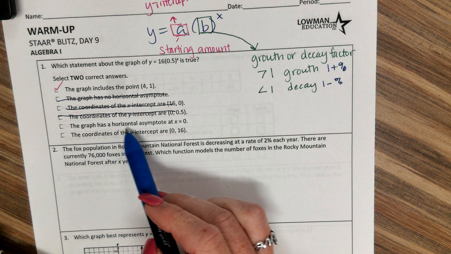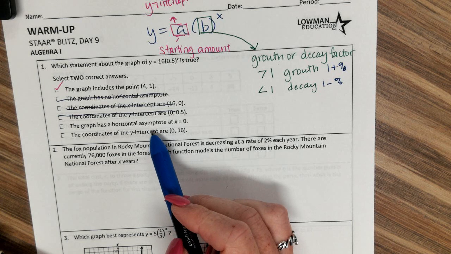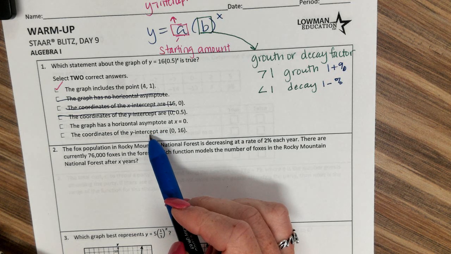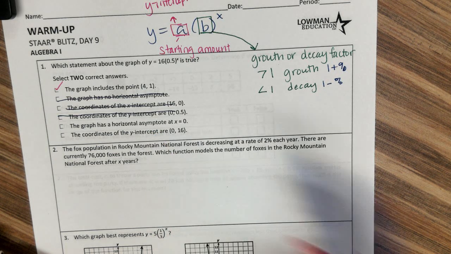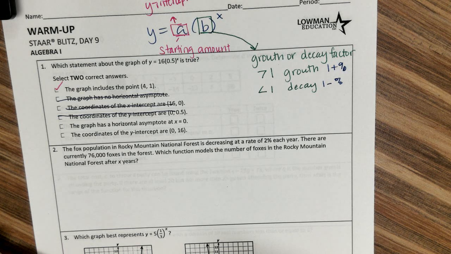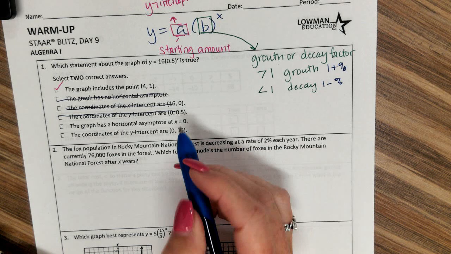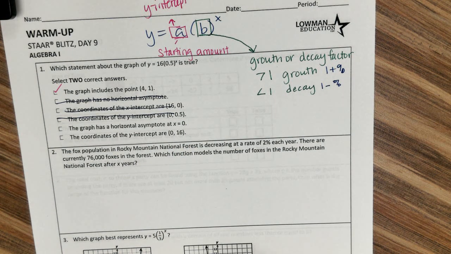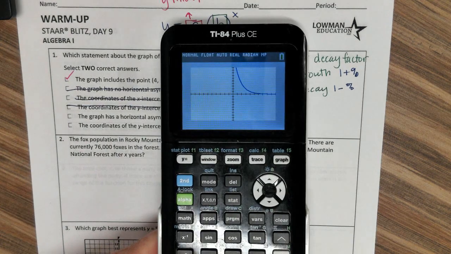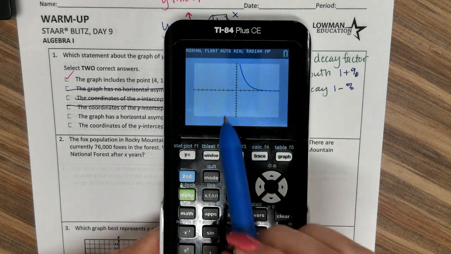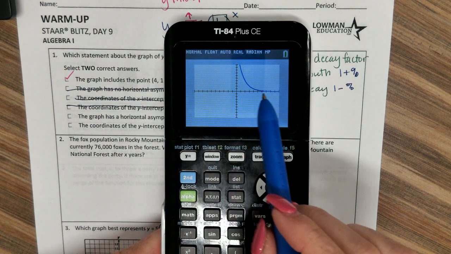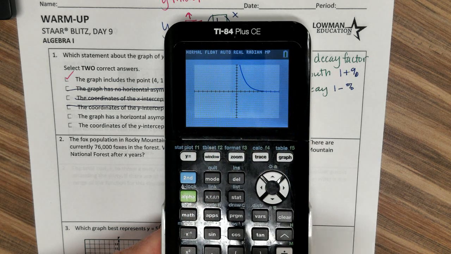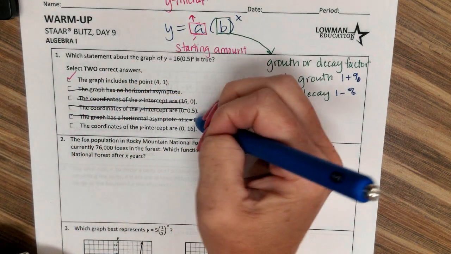The graph has a horizontal asymptote. Does it have a horizontal asymptote? Yes. But what is the equation of a horizontal asymptote? What axis is it crossing? So it's y equals 0. It is not x equals 0. X equals 0 would look like this. Do y'all see the asymptote? It's right here at y equals 0. So no, that's not true.